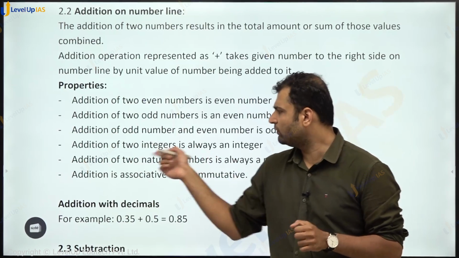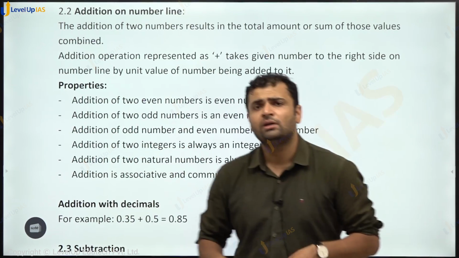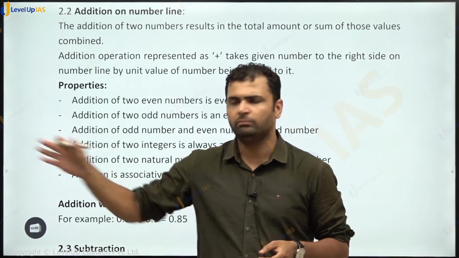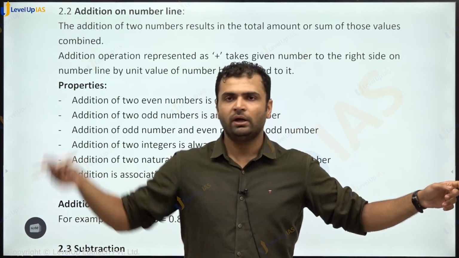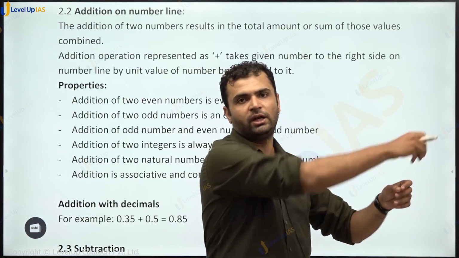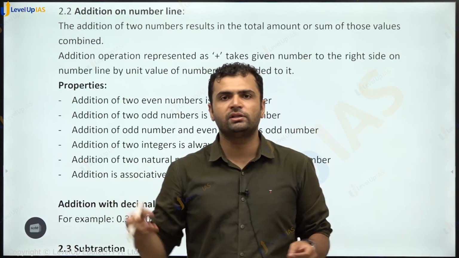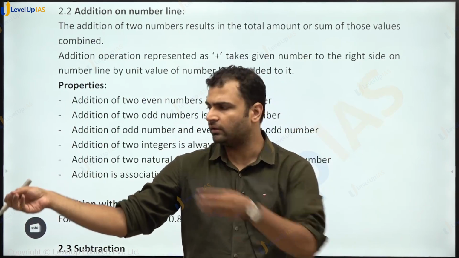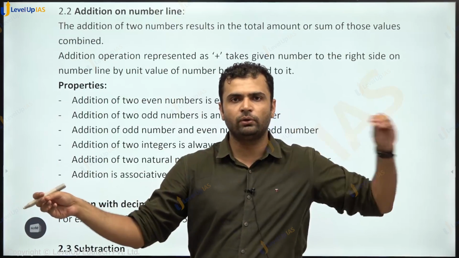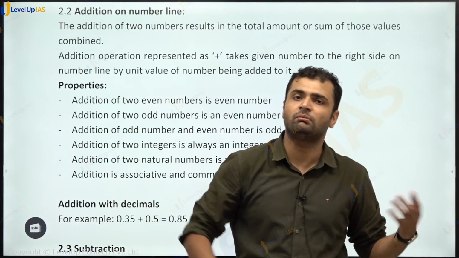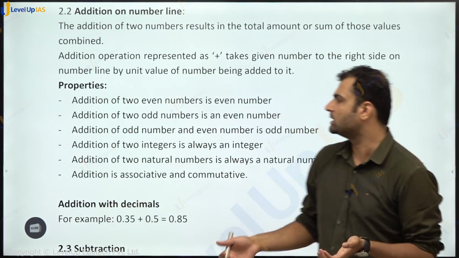Next, addition of two integers is always an integer. So if you are starting on one integer, maybe a negative integer, maybe a positive integer, and you are jumping by an integral value, like addition of two integers, meaning minus 5 plus, like, 8. So we are jumping by 1, 2, 3, 4, 8, no? So you will always land upon integers. Sum of two integers is going to be an integer.